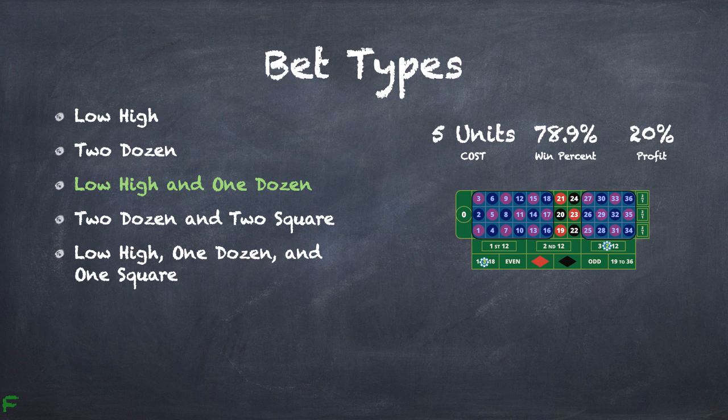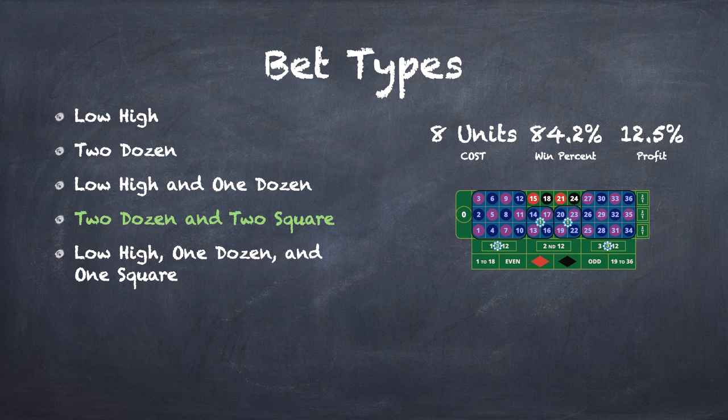Third bet type is a low, high, and 1 dozen. And so in this particular case, you're going to put 3 units on a low, high, and you're going to put 2 units on one of the non-overlapping dozens. So this will, of course, have a cost of 5 units, which is more expensive than the previous 2, but you increase your chances of winning the spin, and this one gets us up to about 78.9%.